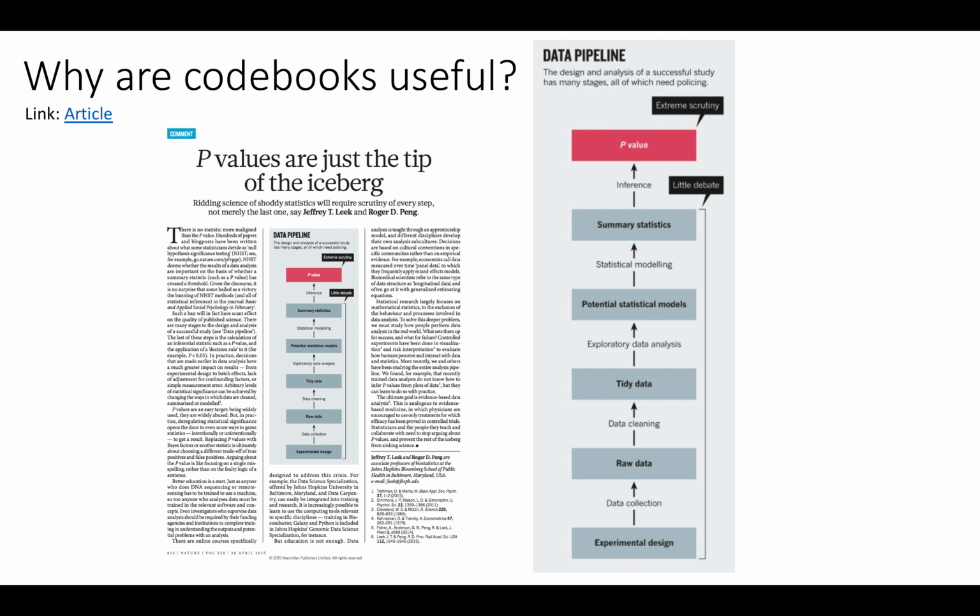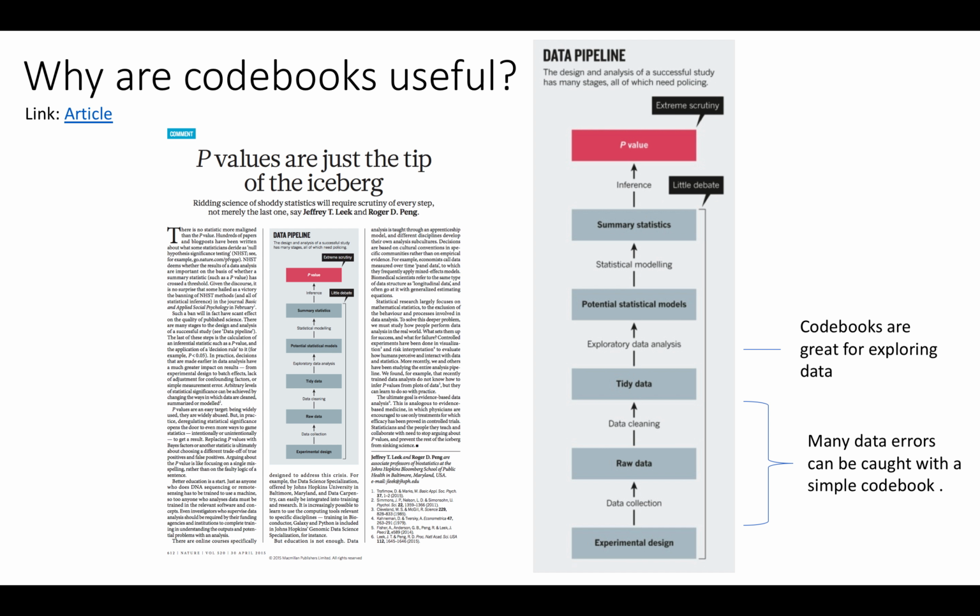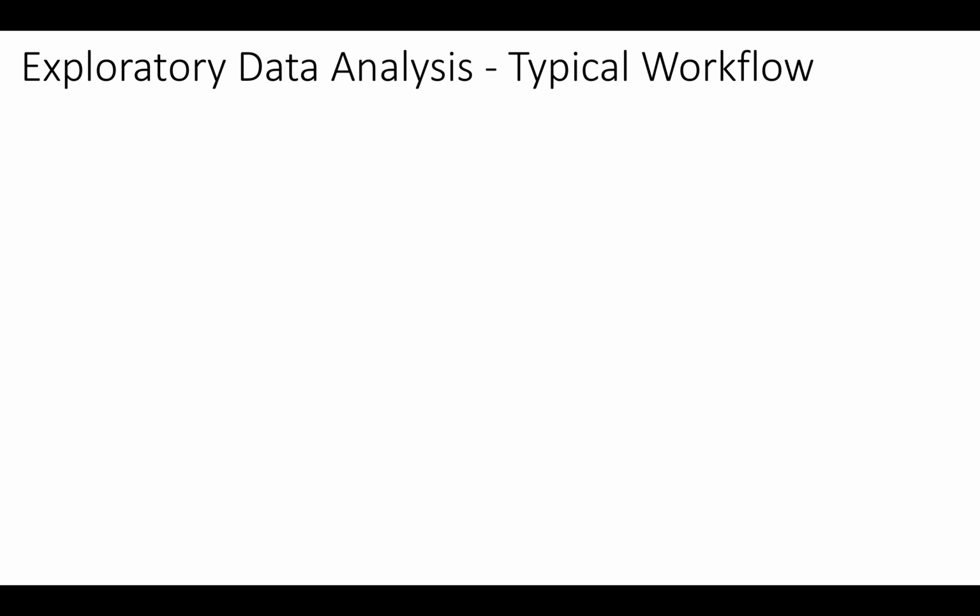So I think that code books and data summaries are really useful for all of the parts of the data pipeline before the p-value. In particular, I think a lot of data errors can be caught with a simple code book. If you're looking at temperature data and you have Fahrenheit and Celsius data sitting alongside each other, it's really obvious if you just look at the distribution, but kind of hard to see from the raw data. And code books are also great for exploring data, especially when you add the interactivity in datadigest. So I'll talk about that more in a few minutes.